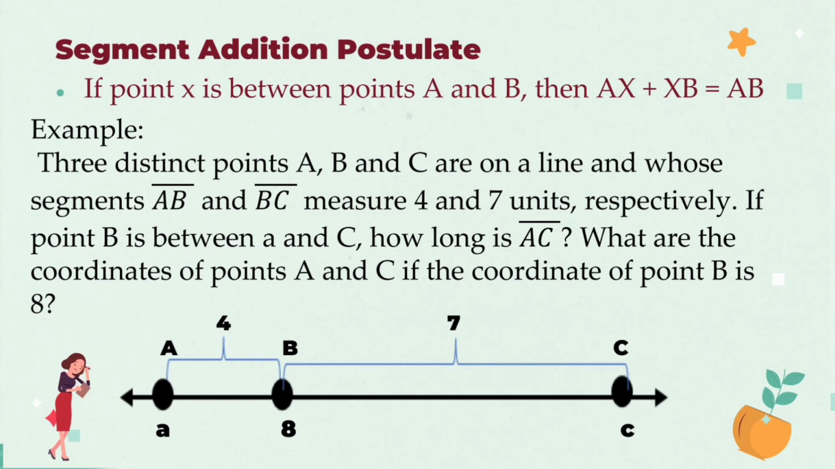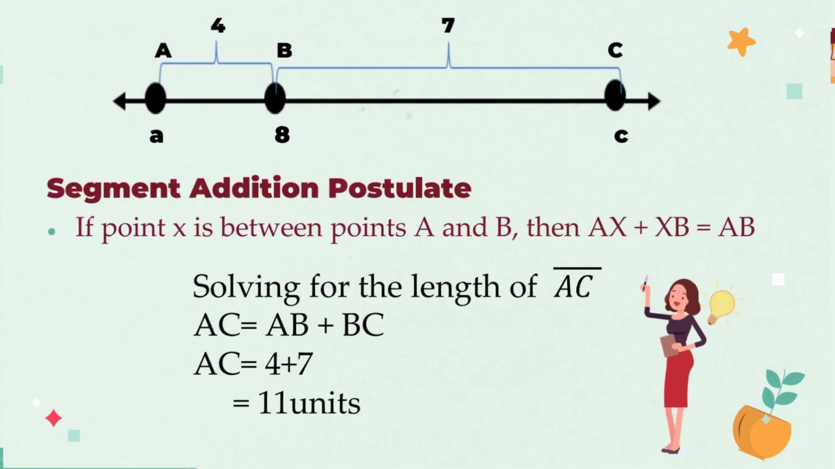Example 1. Three distinct points A, B, and C are on a line and whose segments, line AB and line BC, measure 4 and 7 units respectively. If point B is between A and C, how long is line AC? What are the coordinates of points A and C if the coordinate of point B is 8? Solution 1. Draw a figure to visualize the problem. Since the coordinates of points A and C are missing, the coordinates can be represented as A and C respectively.